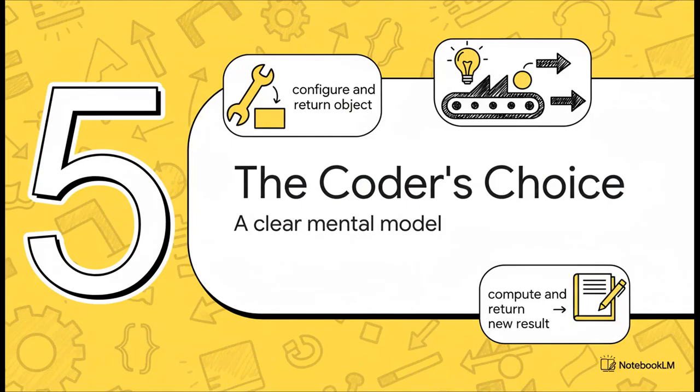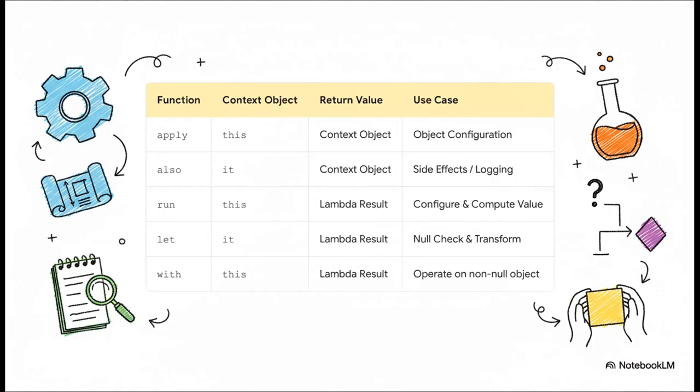Which brings us to our conclusion, the coder's choice. After moving through these 4 layers, from the factory to our own lives, we now have a really clear mental model for how to make our choice when we're coding. So here's the cheat sheet. It really just boils down to 2 simple questions you have to ask yourself. 1, how do I want to refer to the object inside the block? As this or as it? And 2, what do I want to get back at the end? Do I want the object itself back, or do I want a brand new result?